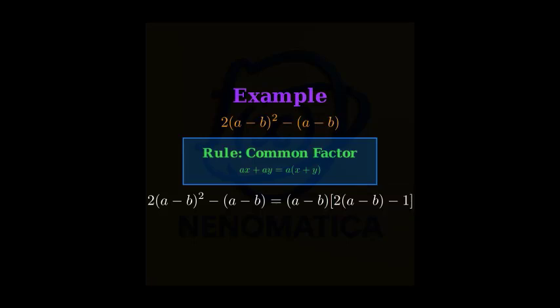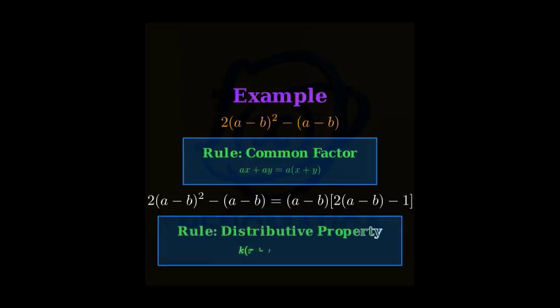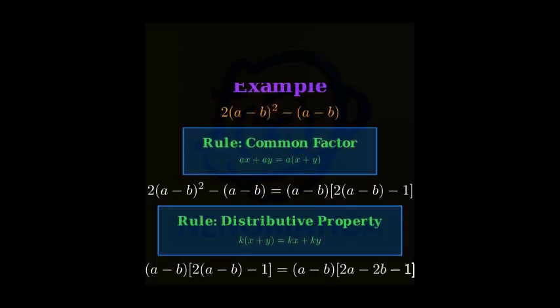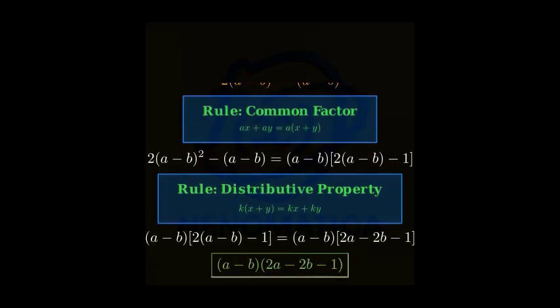Now, let's expand what's inside the brackets to simplify our expression further. We distribute the coefficient 2 to each term inside the parentheses. When we expand 2 times a minus b, we get 2a minus 2b, and then we subtract 1. So inside the brackets, we have 2a minus 2b minus 1. So our final factorized form is a minus b times 2a minus 2b minus 1. We have successfully factorized the original expression by identifying the common factor a minus b and using the distributive property to expand the terms inside the bracket.